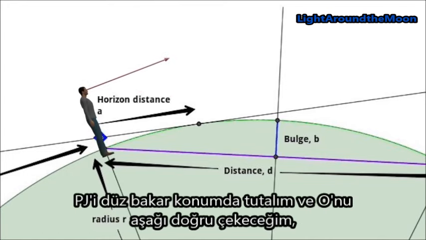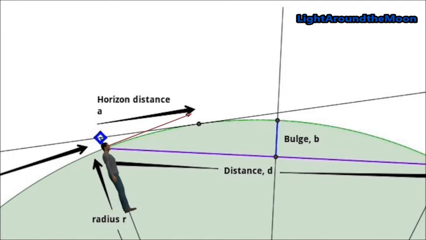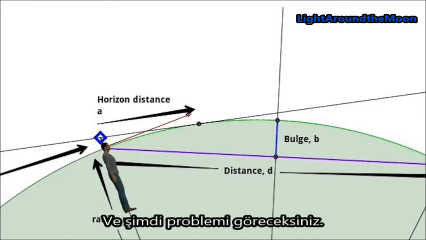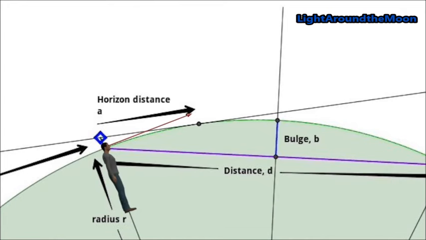Let's keep PJ looking straight ahead, and I'm going to slide him down so that his eyeball essentially ends up on the ground, looking straight out. And you're going to see the problem here. Look, at ground level, if his eyeball is on the ground and he's looking straight out, the ground is beginning to immediately curve downward. There's no bulge. There's no bulge. Balls, it don't work that way.